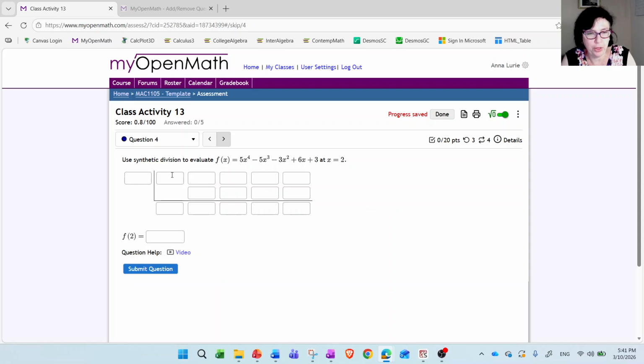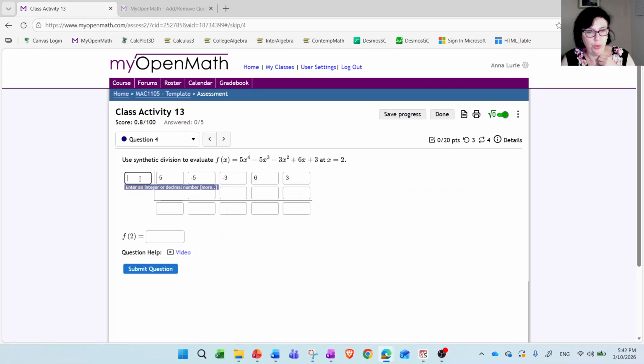Okay, so what we're going to do is first of all start with synthetic division, which means that we are dropping all our x's and putting down just the numbers. So 5, -5, then -3, then 6, then 3. Always remember that if the degree is 4, you're looking for 5 numbers, one more. And if some of them are missing, you have to insert zeros.